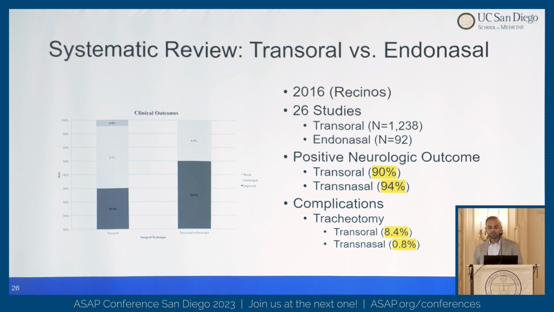But what we did see from a complication profile standpoint is that there's a 10-fold incidence of needing a tracheotomy following a transoral approach. So, one positive fact when it comes to thinking about the endonasal corridor as a way to avoid that for our patients.